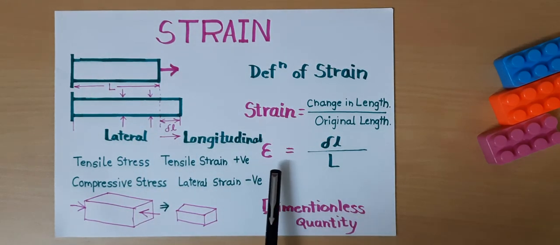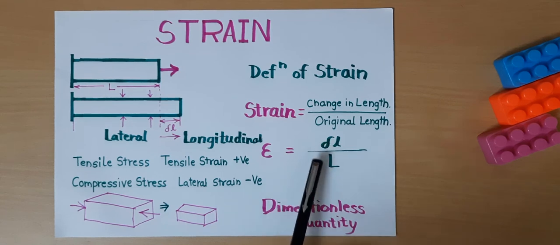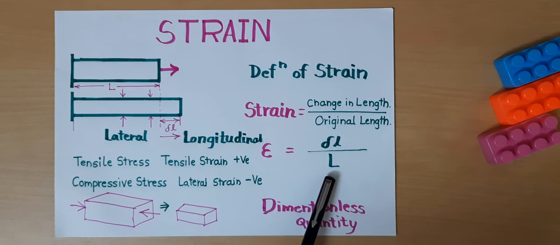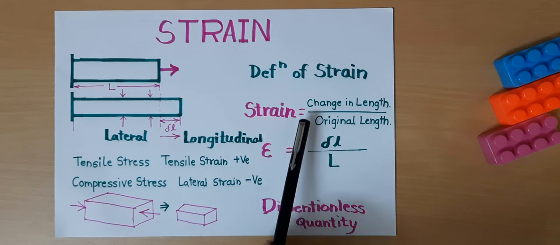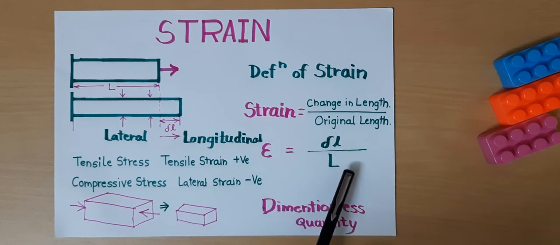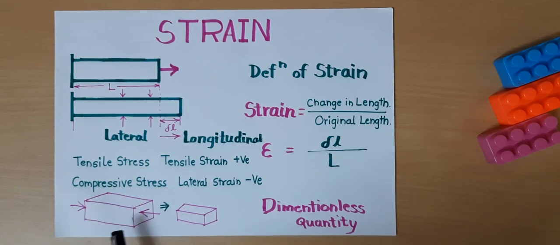Strain is calculated by the mathematical formula, change in the length divided by original length, and it is denoted by the Greek letter epsilon. As it is the ratio of the same quantity, there is no dimension, so it is a dimensionless quantity. Also, if we apply load on a body, because of this external load there is a change in the volume of this body. Here I have applied compressive load and this body will reduce to a new volume. So change in the volume divided by original volume is called volumetric strain.